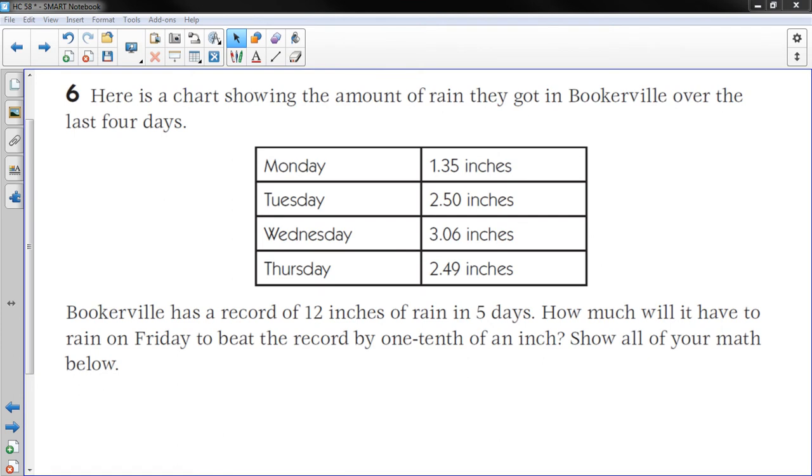Hi, this is Mr. Knowles, and we're continuing our Home Connection 58 Unit 6 review, and this is problem number 6. Here is a chart showing the amount of rain they got in Bookerville over the last 4 days.